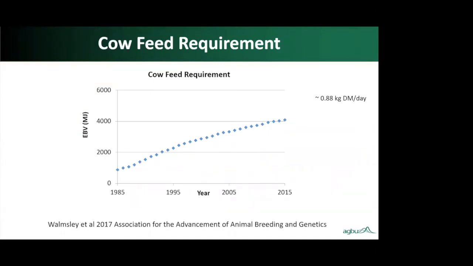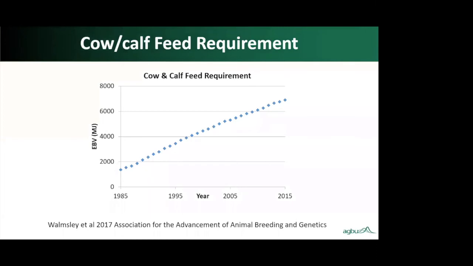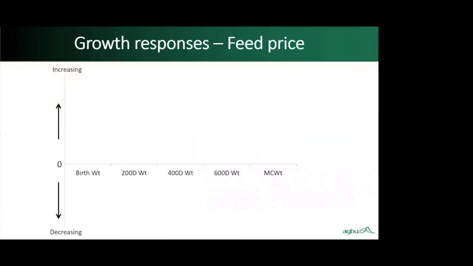When we add the calf to this scenario, this is the genetic trend we get for feed requirement for the cow-calf unit. When comparing the 1985 cow-calf unit to the equivalent 2015 cow-calf unit, and assuming that the energetic quality of the feed is again 10 megajoules, we can see that that represents an increase of 1.25 kilograms per day per cow-calf unit between 1985 and 2015. The other is tailoring the responses seen in the traits to better align with the cost structures of the commercial production system.